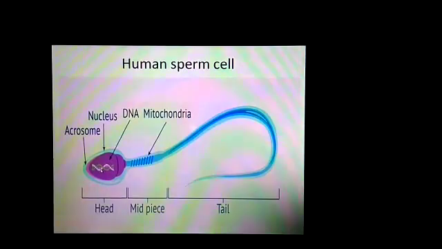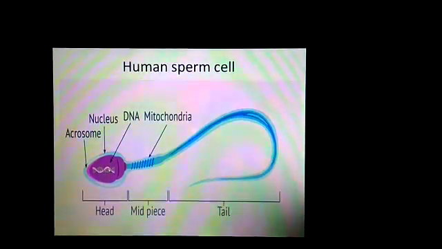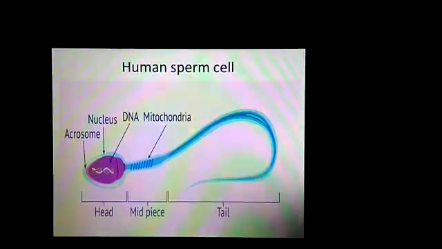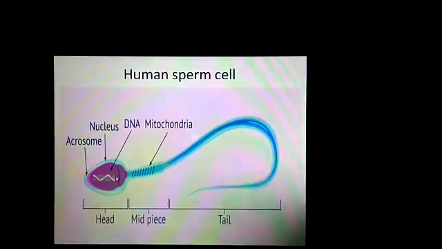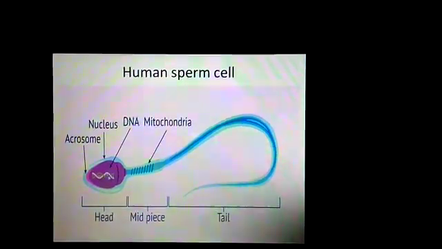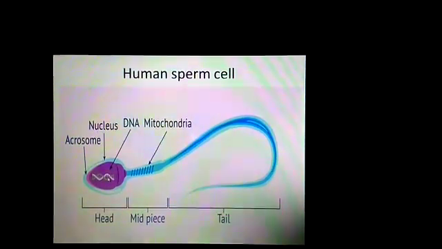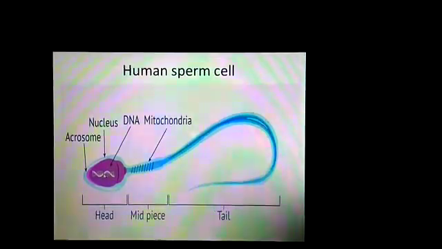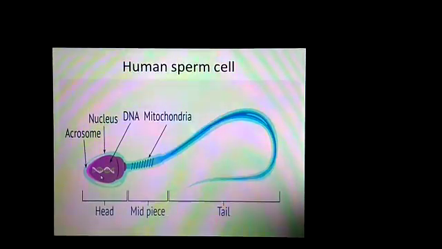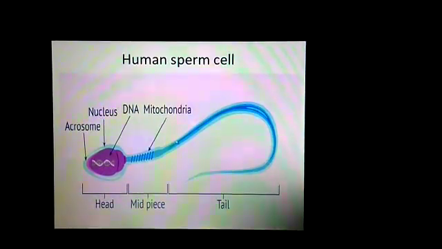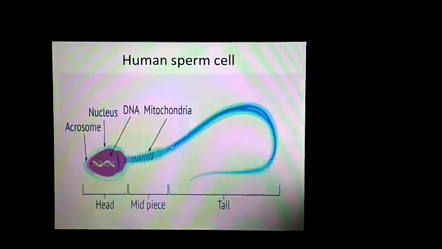During fusion with the egg, this head region contains DNA, and this DNA actually enters and fuses with the egg. The rest of the tail part remains outside the egg.